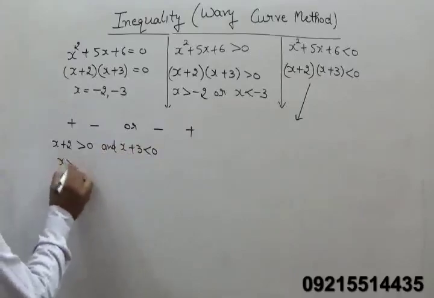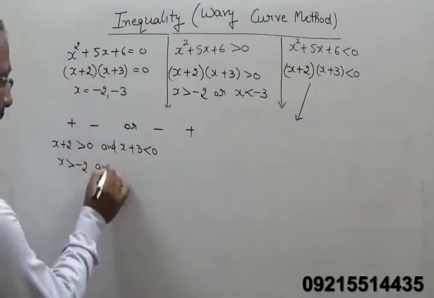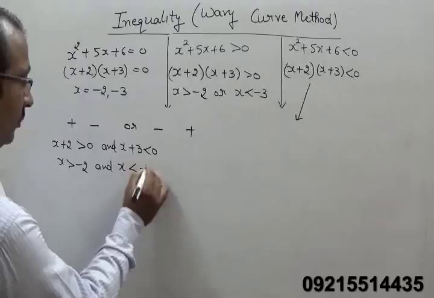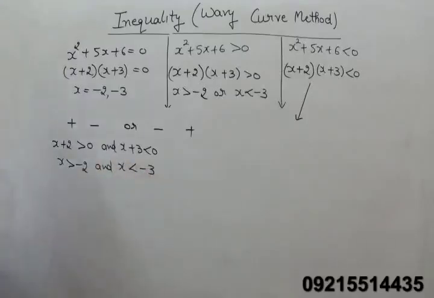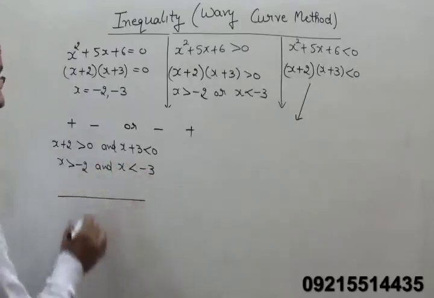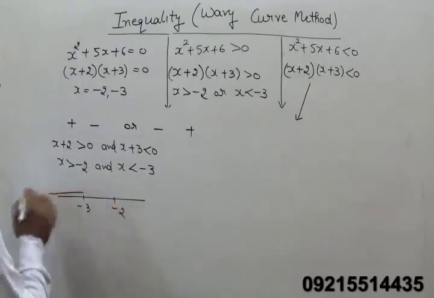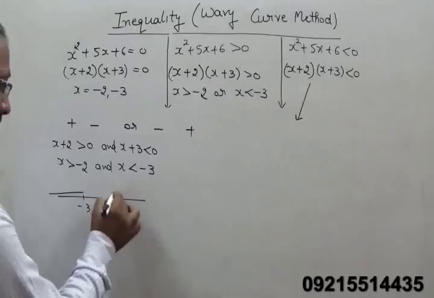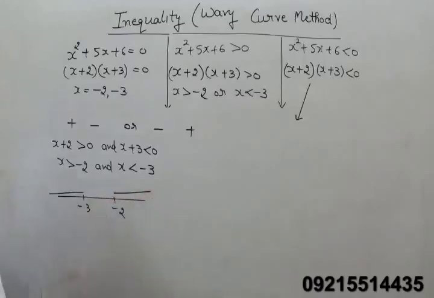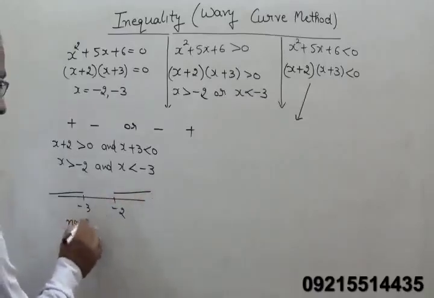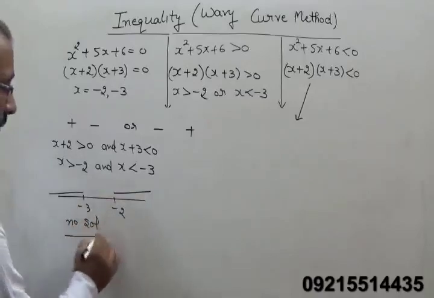It states x is greater than minus 2 and x is less than minus 3. Now I try to find a common interval. I have taken it on the number line, minus 3 and minus 2. X is less than minus 3, or x is greater than minus 2. No intersection is there. It means from there I can say there will be no solution.